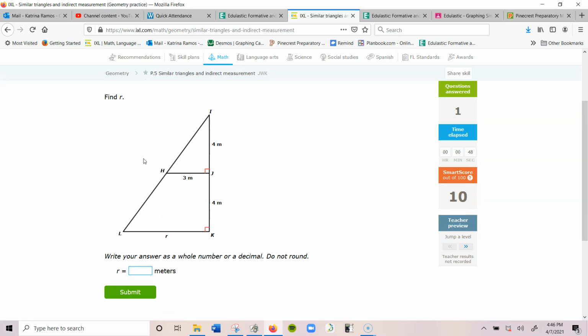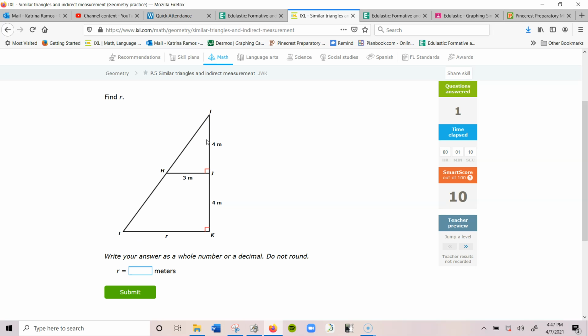Here we want to find R. Now, we have this little triangle that is inside of the larger triangle. So the little one here is going to be similar to the big one here. So that means that HJ, the 3, is going to correspond with the R.